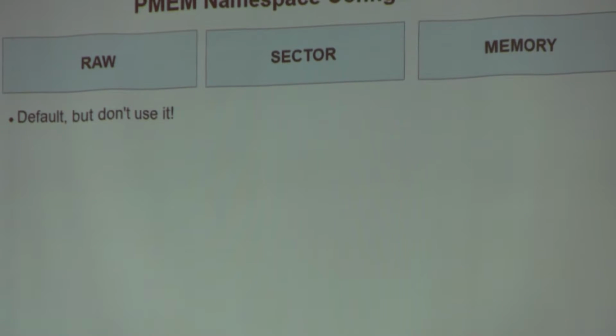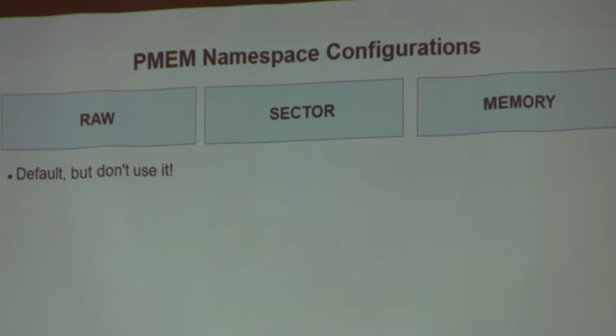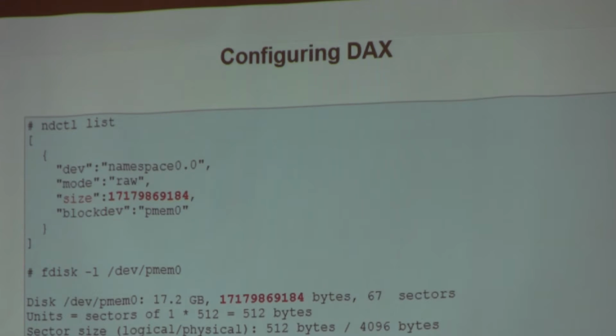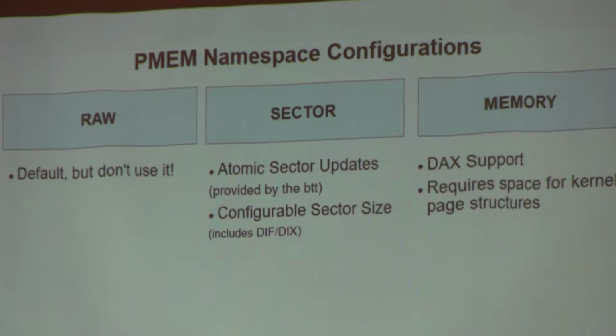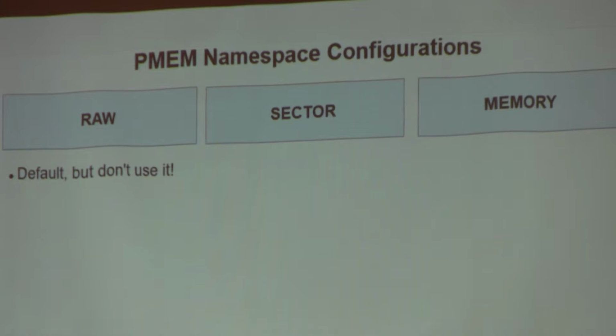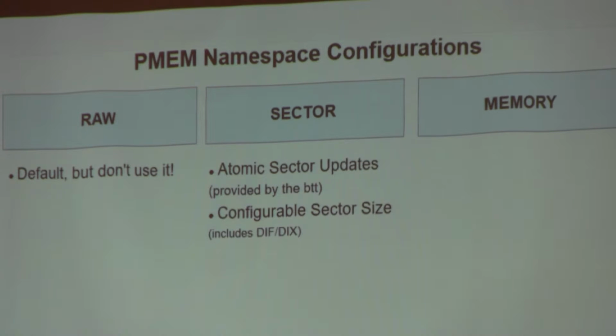As I mentioned, there are 3 modes, 3 namespace configurations that you'll encounter with NDCTL. The first is raw mode. This is the default, and you saw that in red on the last slide. This is a legacy mode. It supports DAX, but it does not support DMA. So basically, you don't want to use that. Instead, if you wanted DAX, you would use memory mode, in order to get DAX with DMA.